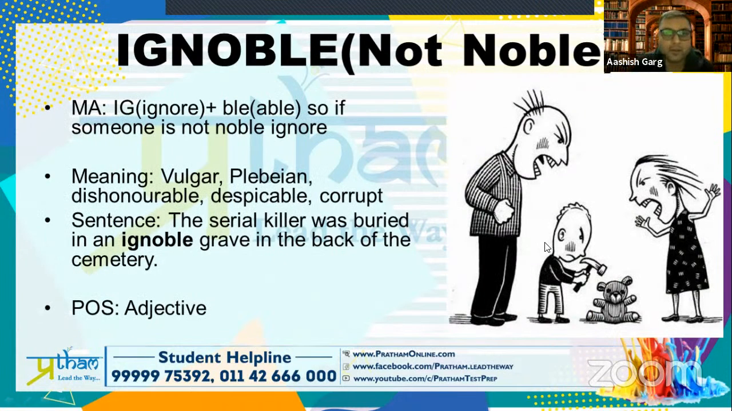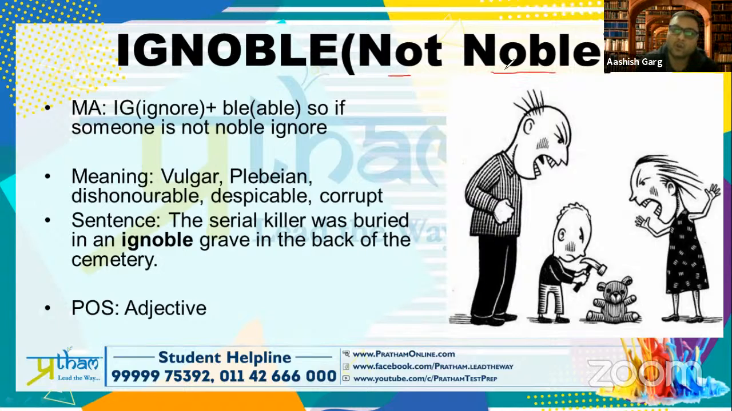Alright, and we are going on to the next word, and the next word is ignoble. Ignoble. What is ignoble? Ignoble is somebody not noble. और जो not noble होता है उसको हमें क्या करना चाहिए? We should ignore that particular person who is not noble at all. Yes or no?